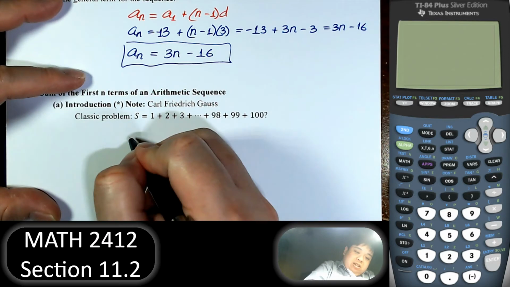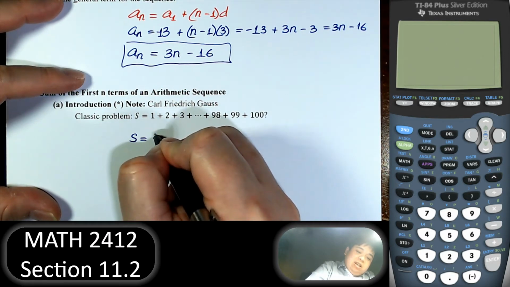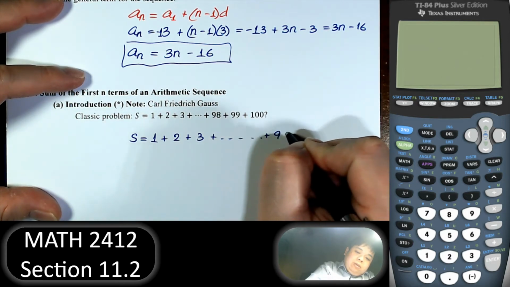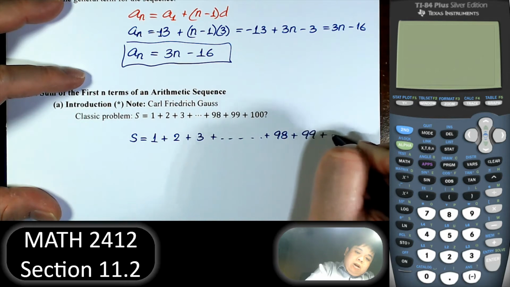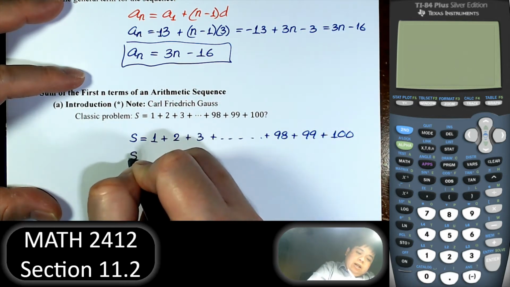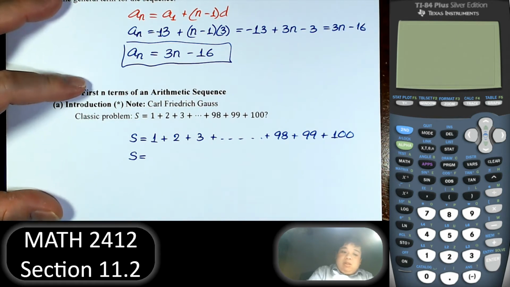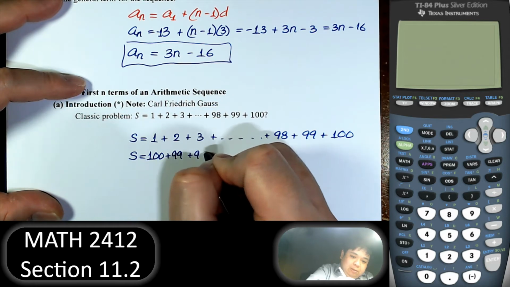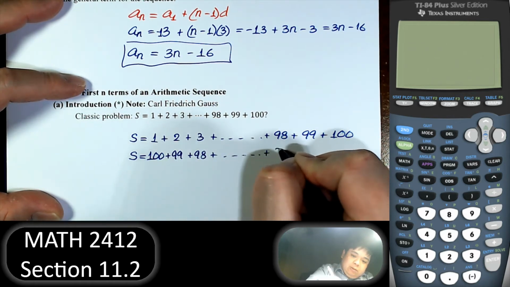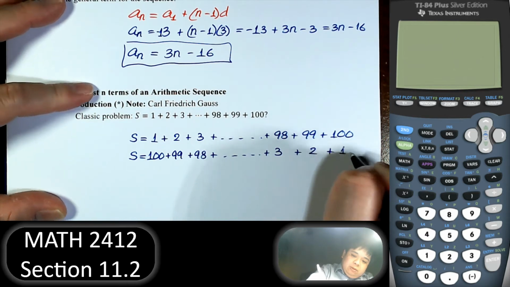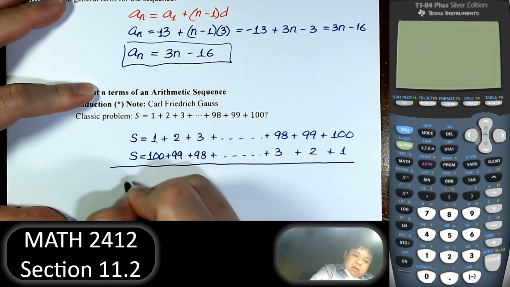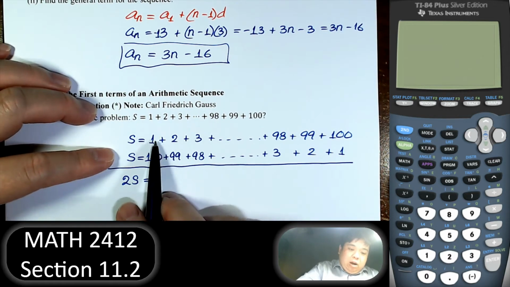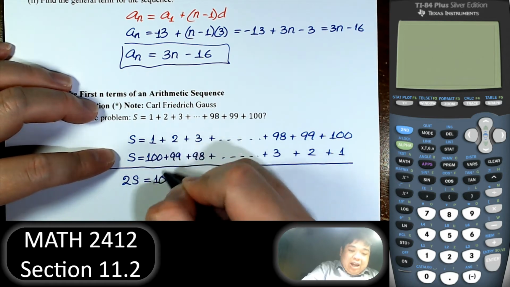So what he did was, he said if S is 1 plus 2 plus 3 all the way to 100, and if I write that backward, the sum is still the same, right? Now we have 2 times the sum. But 1 plus 100 is 101. Now you add in columns.